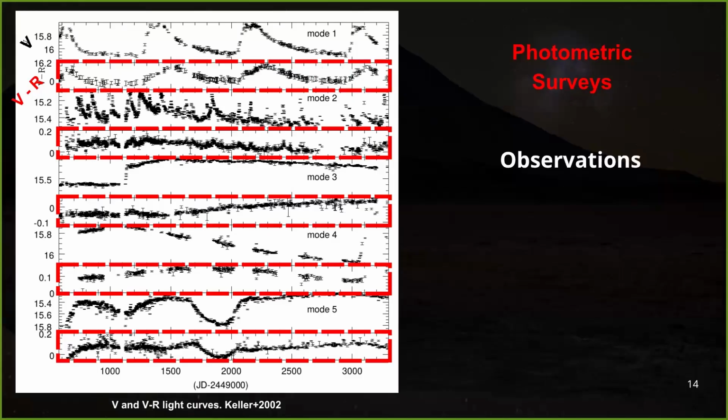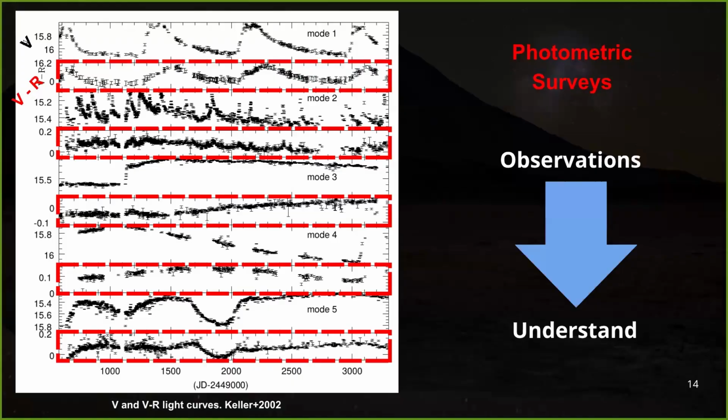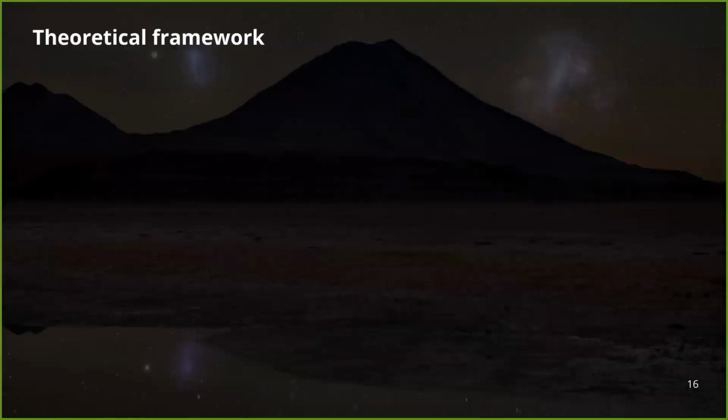So we have the observations, but it's different from understanding what we are seeing. So there was a gap between our knowledge of these stars and astrophysics and what we were seeing in that epoch. We saw this gap close in the last years. So I will show a bit of the theoretical framework that is also important to the development of this project.